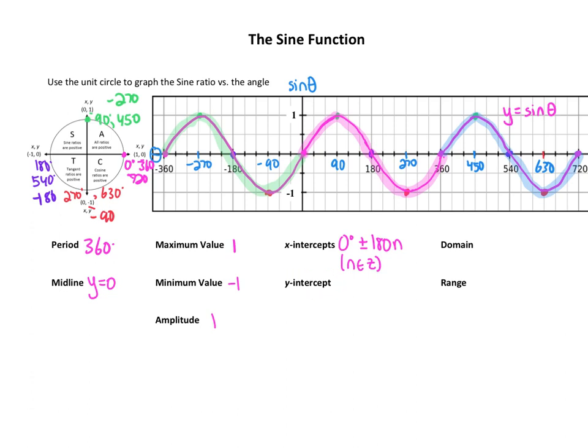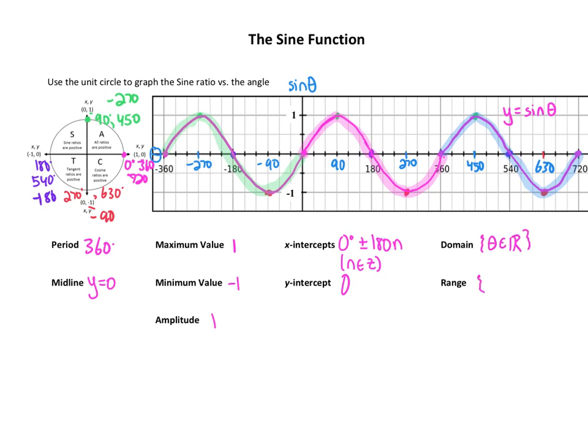The y-intercepts, well, there's only one. The y-intercept, it crosses the y-axis at 0. And then the domain, well, look to the left and the right to see if there's any restrictions. That curve can just keep going. We just drew 3 cycles, but it could keep going. So here, instead of using x, we're going to say theta is an element of all real numbers.